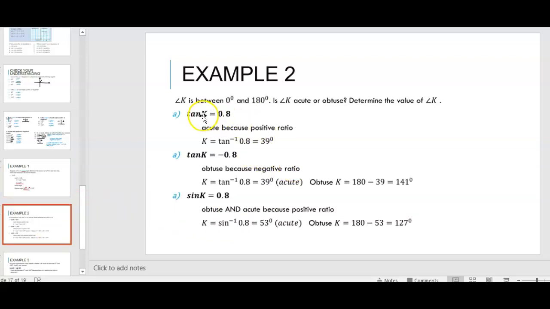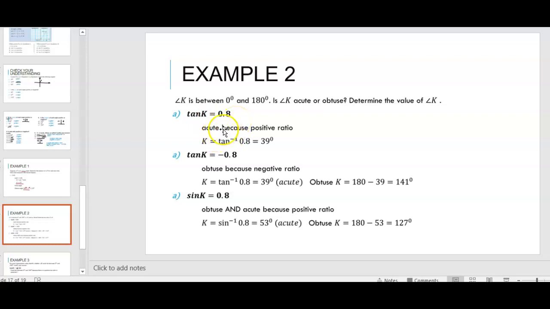All right, here we're asked: angle K is between 0 and 180 degrees. Is angle K acute or obtuse? Determine the value of K. Okay, and we have different values here. We have tangent of K equals 0.8.